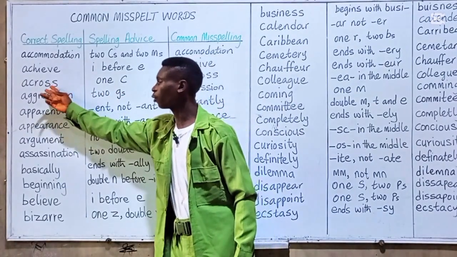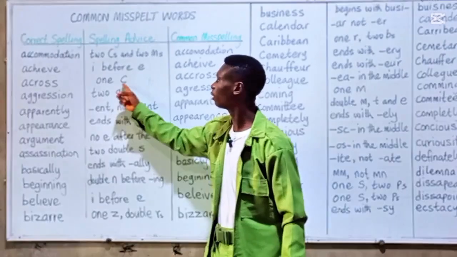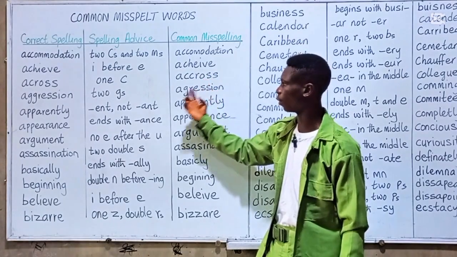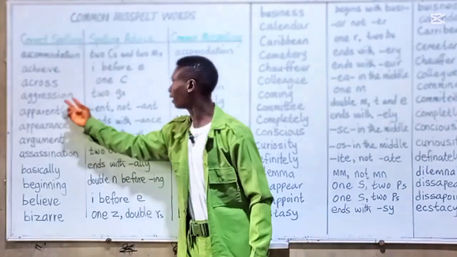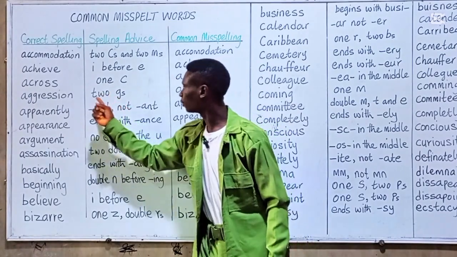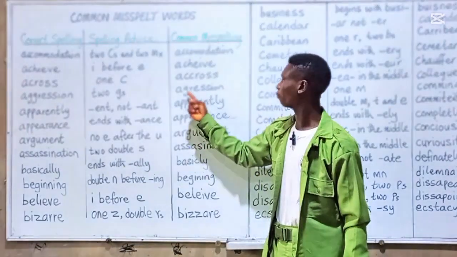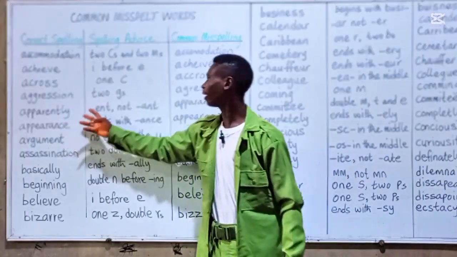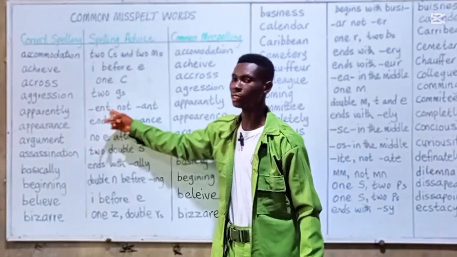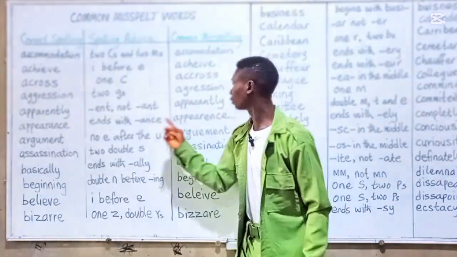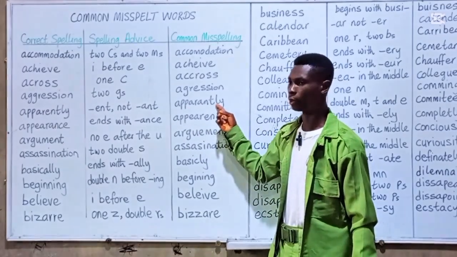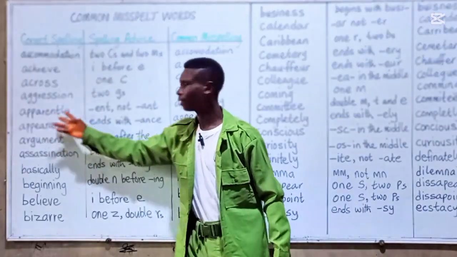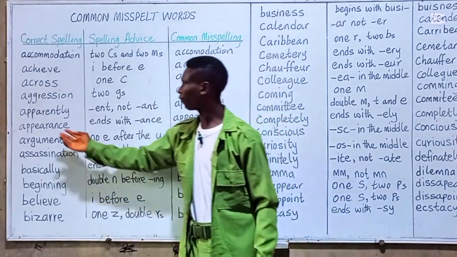Again, we have across. In the word across, we have only one C. So if you have it spelled this way with two C's, it is wrong. We have aggression. In aggression, we have two G's. So if it is spelled with one G, it is wrong. Apparently, in apparently, it ends with ENT, not ANT. So note, this is wrong. It is not this way, but this way, apparently. ENT, not ANT.